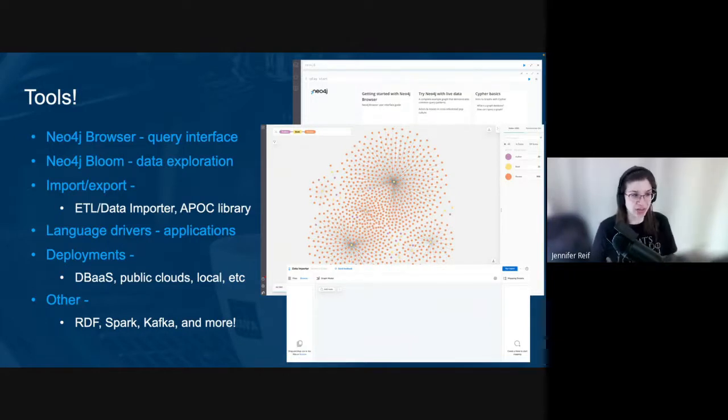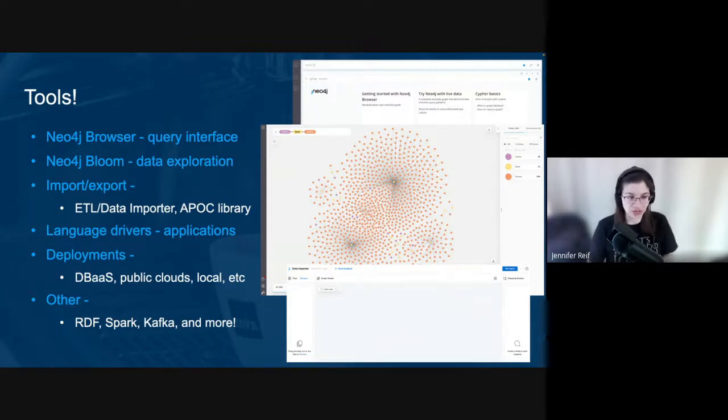We have some import-export tools. We have an ETL tool or a data importer if you're dealing with Neo4j Aura, our cloud database. We also have the APOC library, which provides a ton of procedures and functions for importing data from all sorts of places: different types of databases, different tools, flat files, you name it, APOC probably has it. You can also write applications in various programming languages.